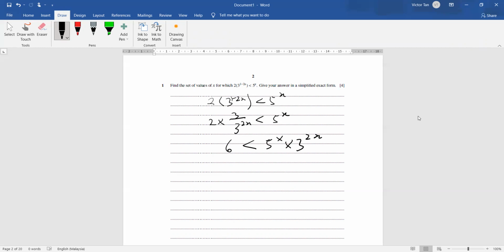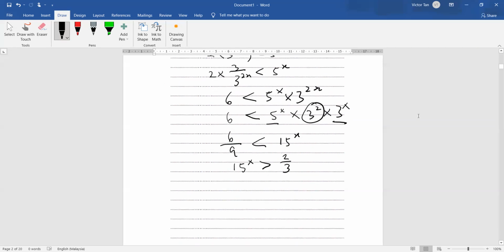So 6 is smaller than 5 to the power x times 3 squared times 3 to the power x. The reason why I'm doing this is because of this 3 squared, so I'm going to divide by 3 squared, which is 9. When you have the same power, you can multiply the bases in the power of x. So 15 to the power of x is larger than 2 over 3.